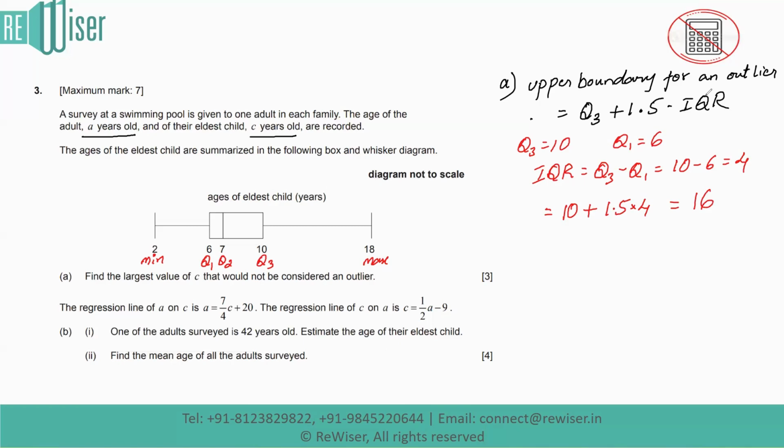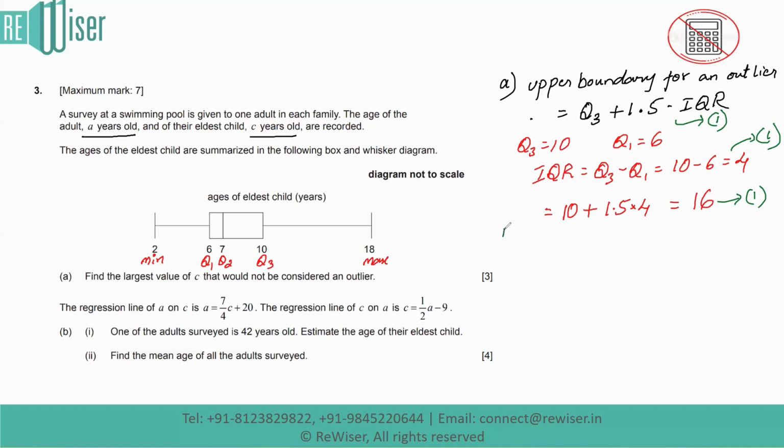And here the marks distribution goes something like this. One mark is for finding the IQR, that's 4. The second mark is for using this formula to find the upper boundary. And of course, the final mark is for getting the value of 16. And this is how we solve this part A.